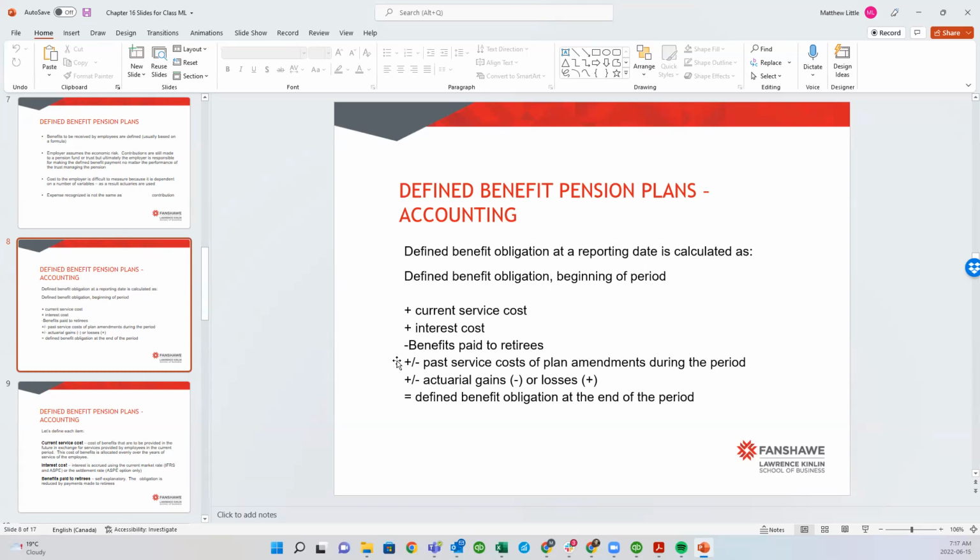Then if there were any past service costs or changes to the plan. So maybe at the beginning of the year, we said, you know what, we're going to provide something extra to future retirees, and it's going to cost us X dollars. So we have to make those adjustments. And then this last piece is any actuarial gains or losses. So it looks at the difference between what was the expected interest cost versus the actual interest gained or lost. So there'll be a calculation, and we'll walk through an example of that later. And that'll determine the defined benefit obligation at the end of the period.